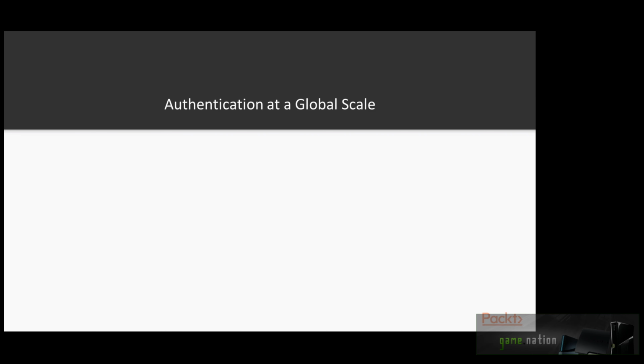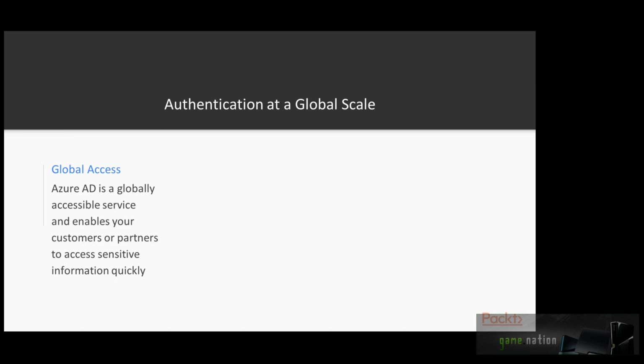Apart from the services that Azure Active Directory has to offer, another very important feature of Azure Active Directory is that it is globally accessible. Your users or the customers can access their information and utilize their identity services anywhere on the globe. So they do not need to connect to the data centers through a VPN or anything.